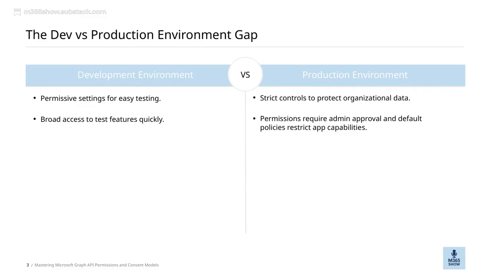Understanding these differences is crucial when mastering Microsoft Graph API permissions and consent models. It highlights why managing these permissions carefully is vital for maintaining security in production, while also enabling rapid development and testing during the development phase. Recognizing this gap helps us build better strategies for moving code from development into production smoothly and securely.